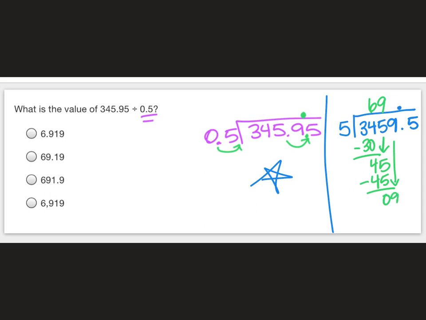Bring down your 9. 5 into 9, obviously once. All right, 1 times 5 is 5. You have 4 left over, and we bring that last 5 down. All right, 5 into 45, that's 9. And that's going to give you a remainder of 0. All right, so if I look at my answer choice up at the top, I have to have 691.9. So that means this is your correct answer right there.